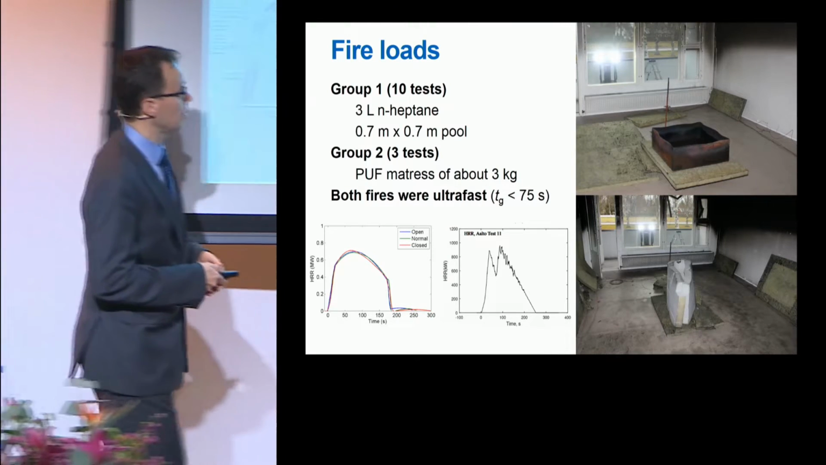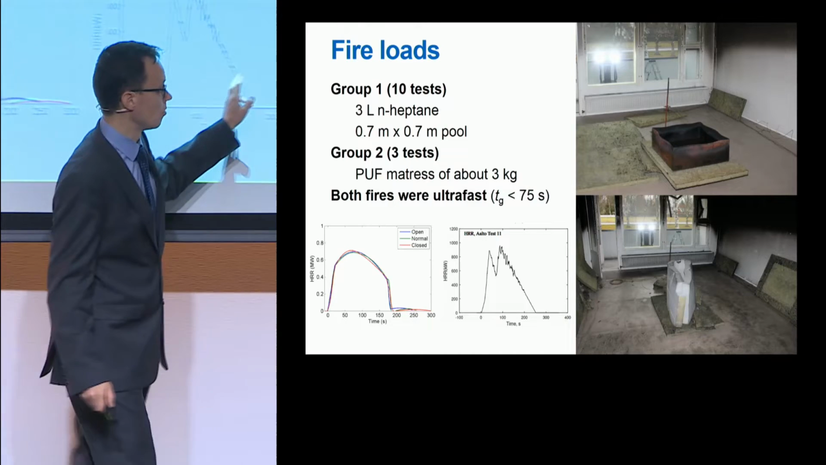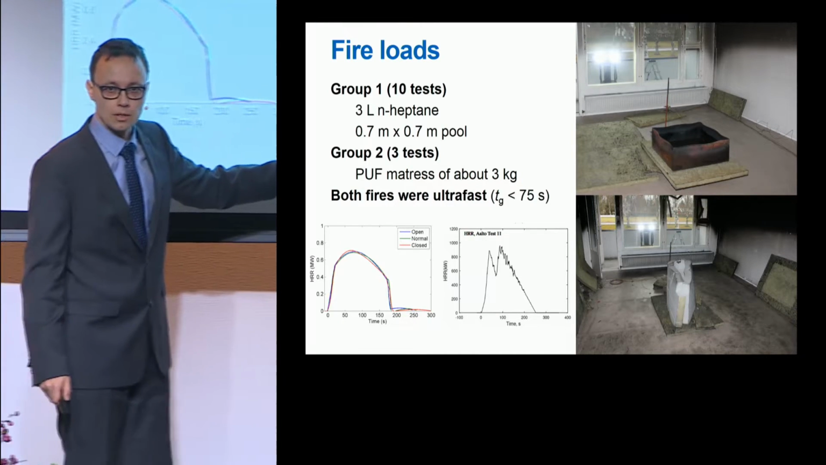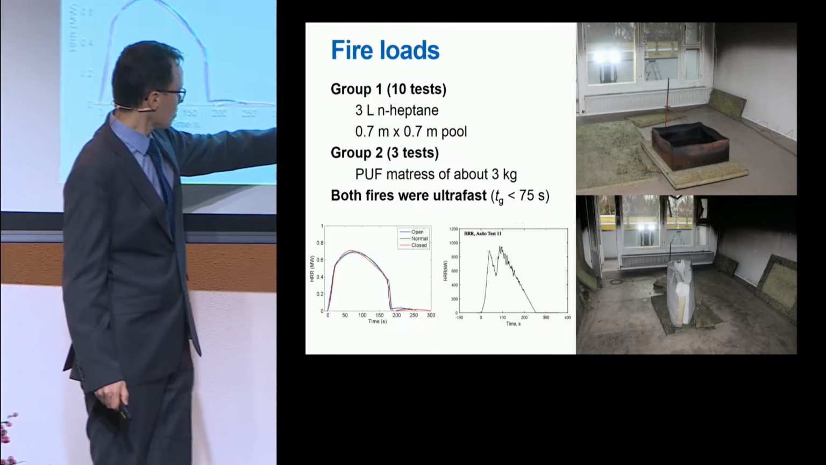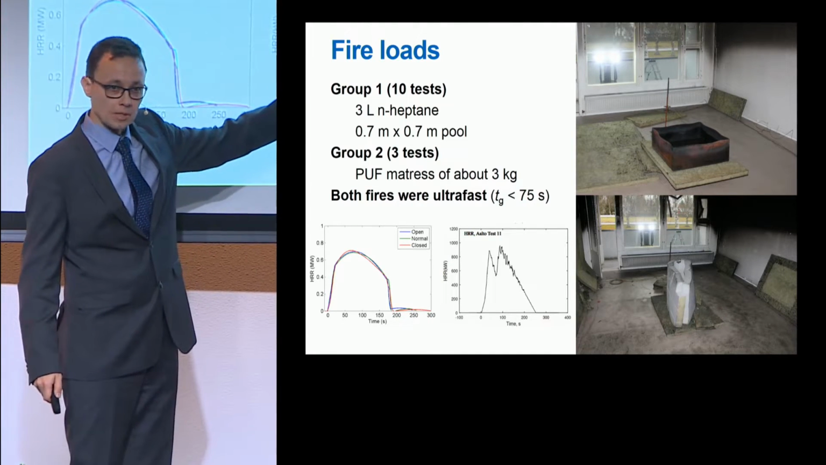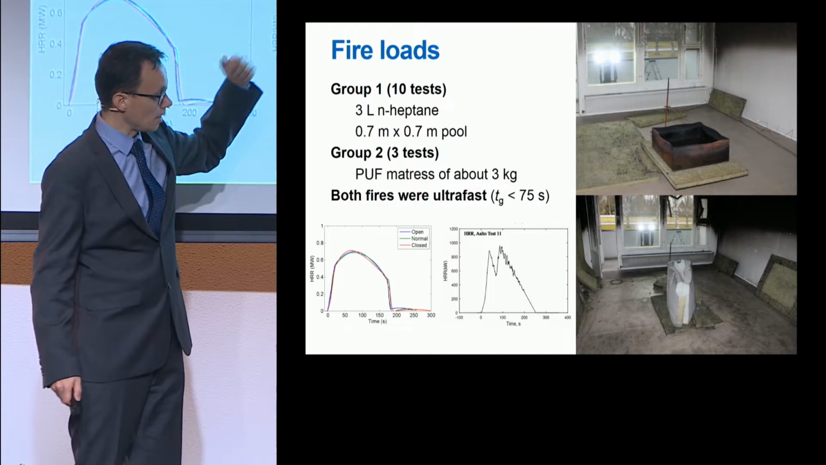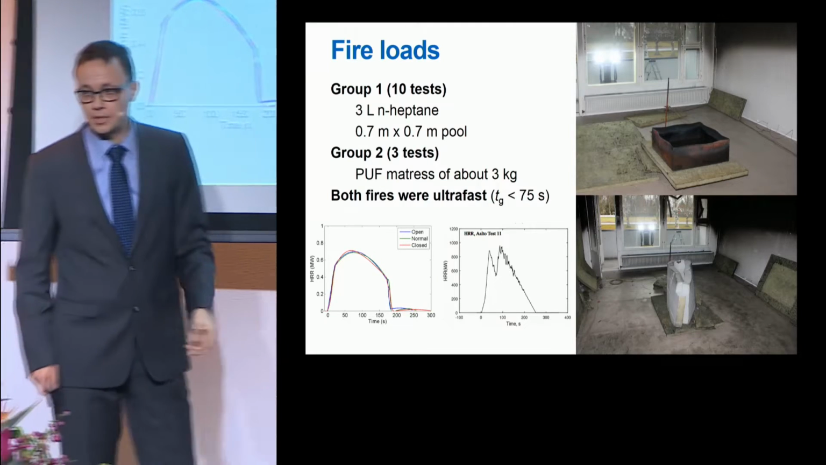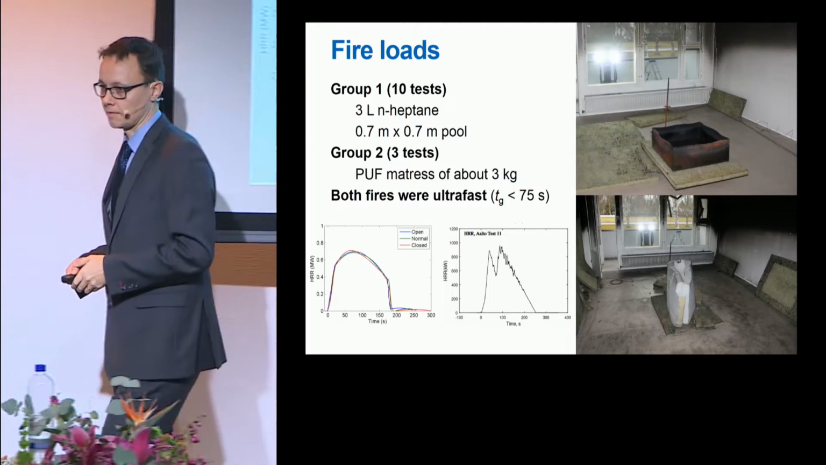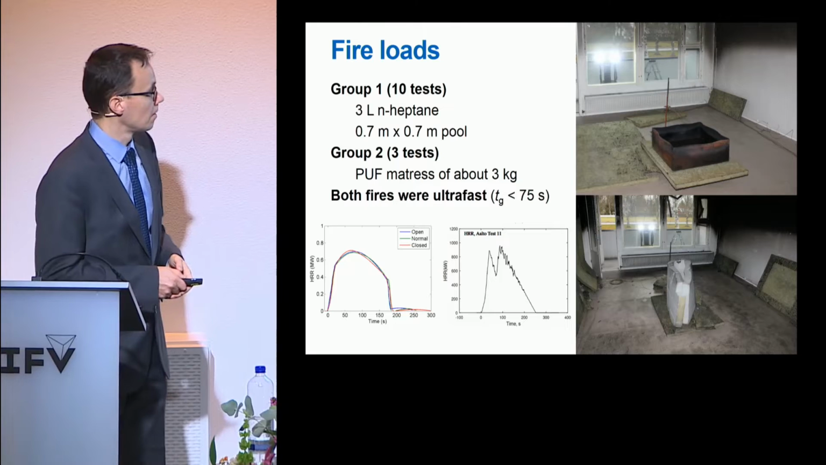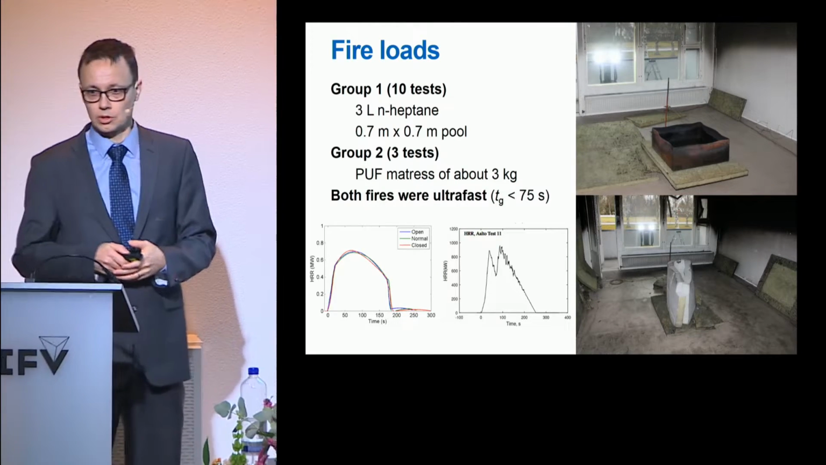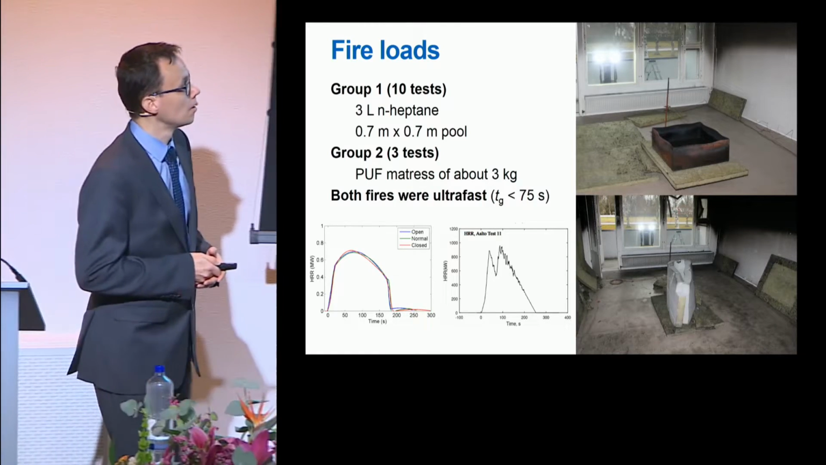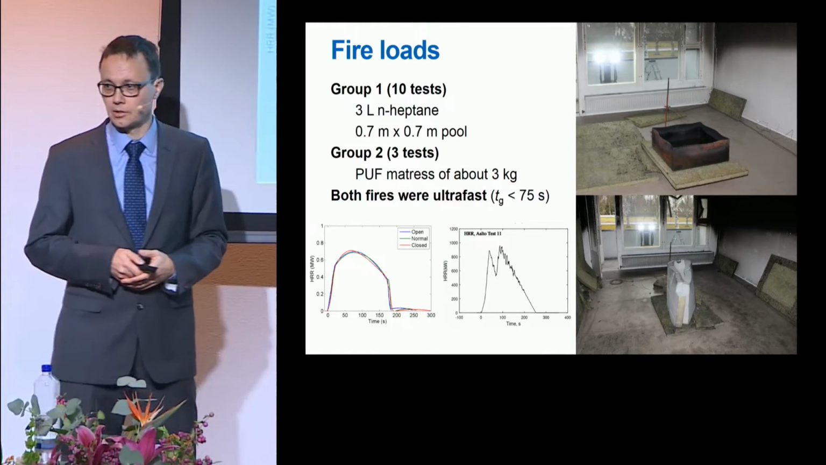The second group of fires consisted of polyurethane foam mattresses. 2 of them burned in the living room, 1 in a closet. Also developing in an ultra-fast manner, reaching a peak heat release rate close to 1 megawatt. These measurements were made using a load cell. We didn't have actual heat release rate measurement possibility in the apartment.